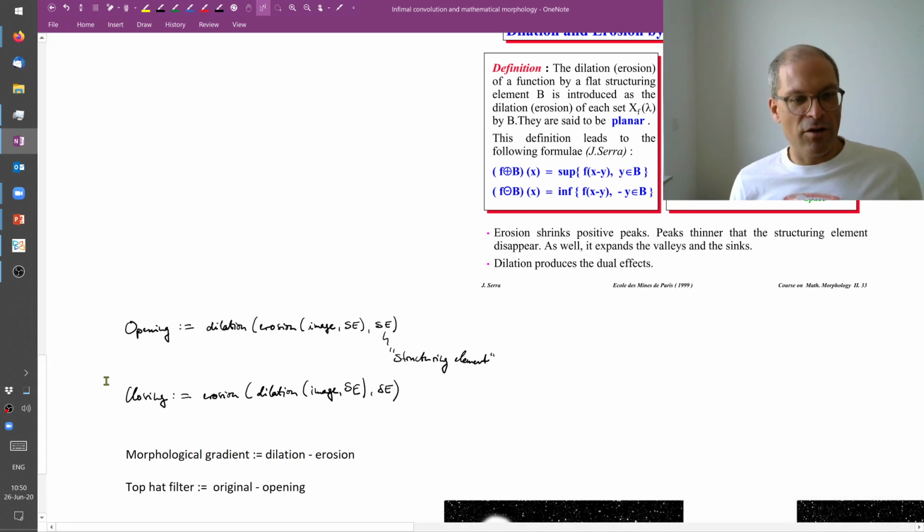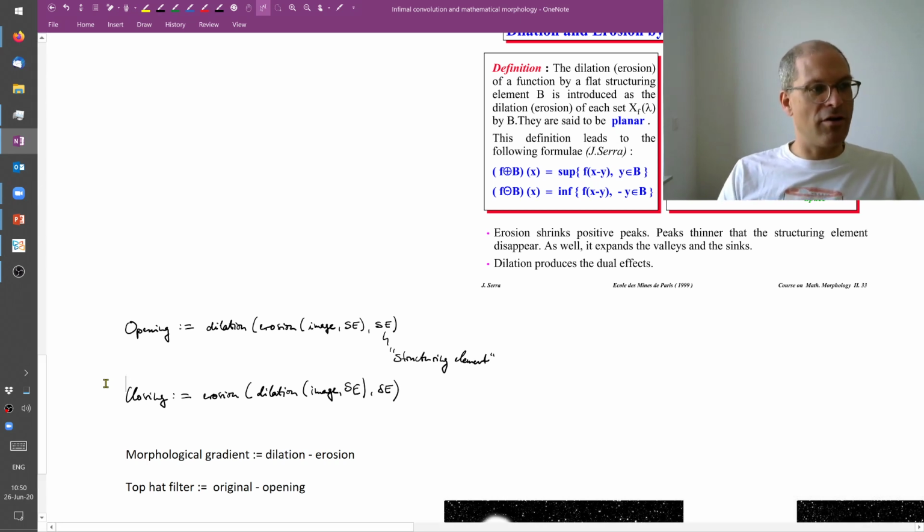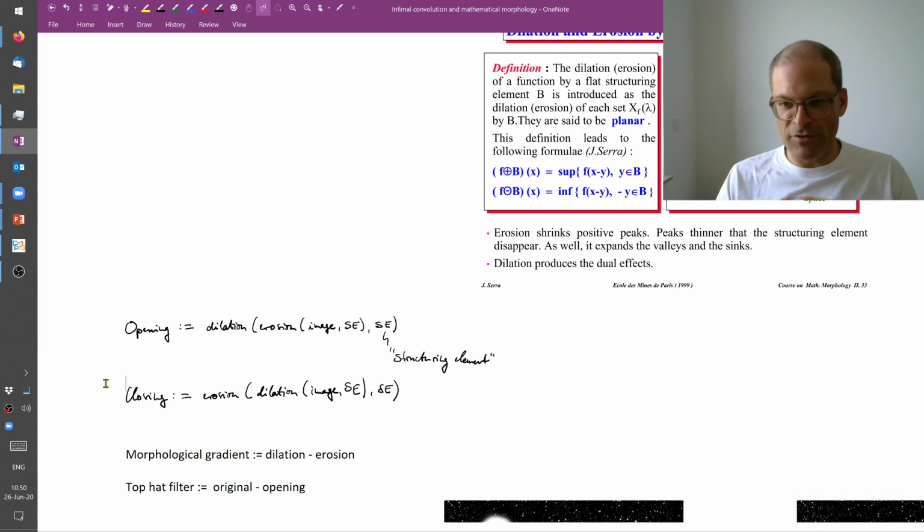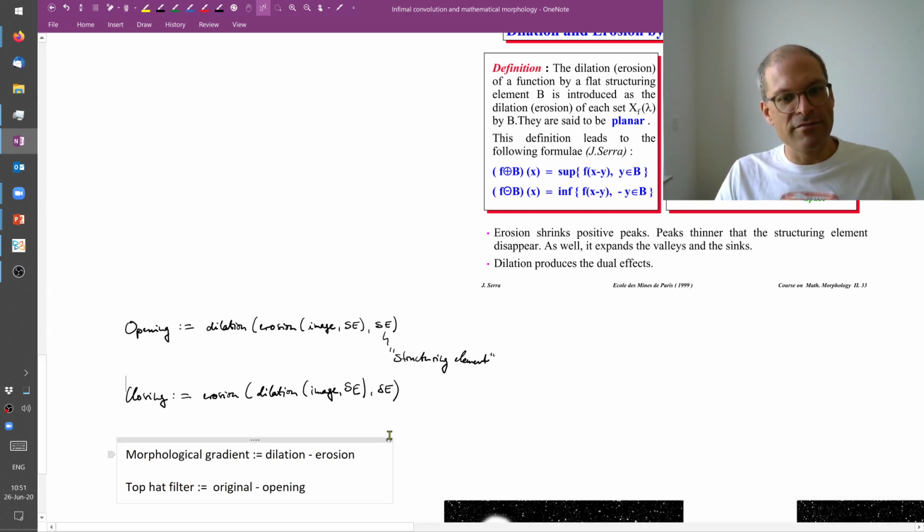Vice versa, closing, which inverses the sequence of operations, is a means of getting rid of small holes in objects. And hence, this is also where the name mathematical morphology comes from, because it somehow deals with the shapes of things, with holes and islands and such things. So this is a concatenation.